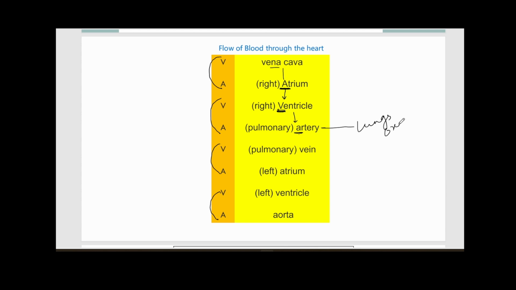In the lungs, blood will become oxygenated, and that oxygenated blood now flows back to the heart through the pulmonary vein. Next, blood will go to the left atrium. After atrium, it is the connected chamber, the left ventricle, and finally out of the heart through the aorta. Okay, so all of these is VA 4 times.